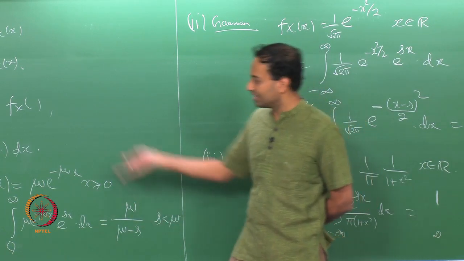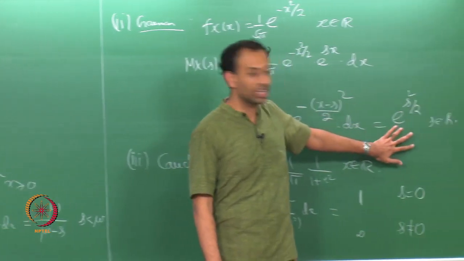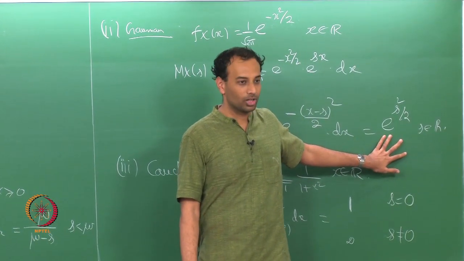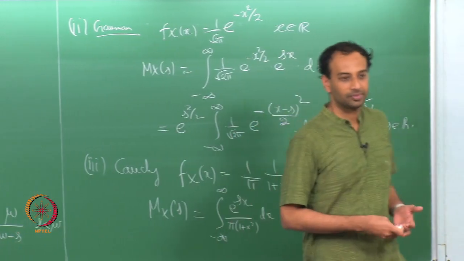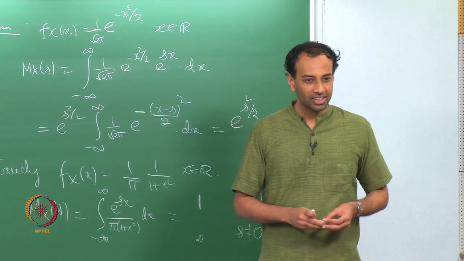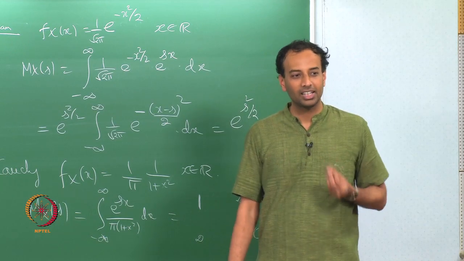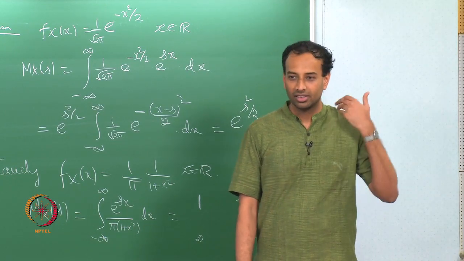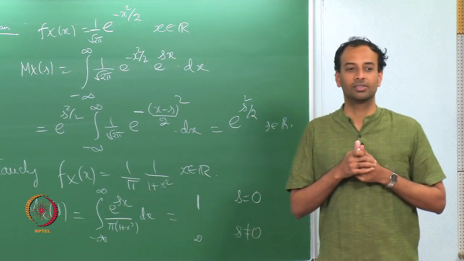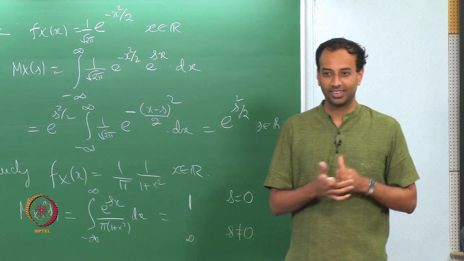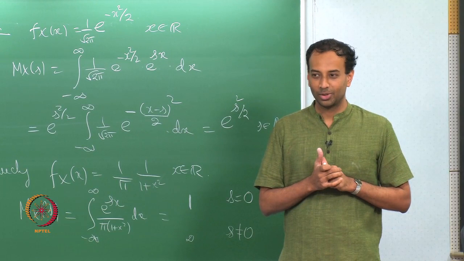can I uniquely say that it is this PDF, or for that matter for the Gaussian, if I give you this is my moment generating function e power s square over 2 for all s, can you tell me that the random variable is the standard Gaussian? So, more generally, if I give you the moment generating function and region of convergence, can you tell me the distribution uniquely? What do you think, yes or no?